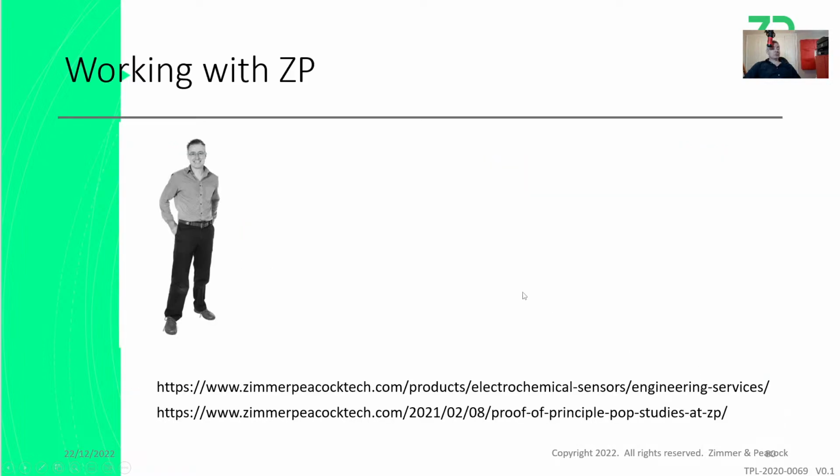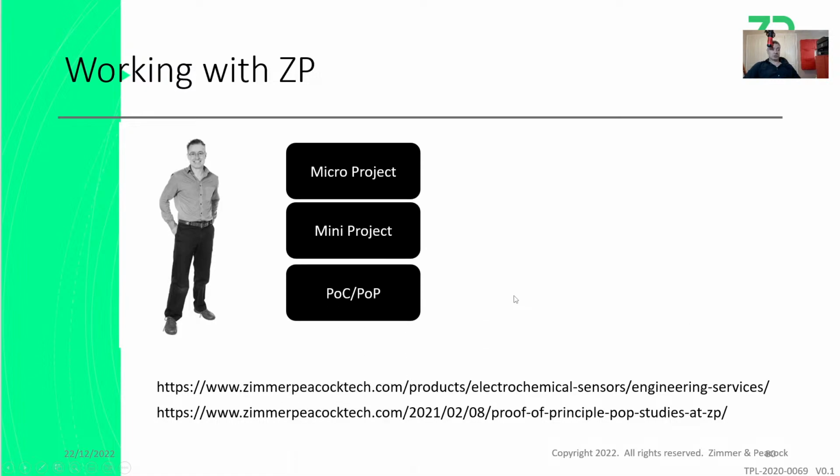The thing is, to work with ZP on some of these tougher challenges, it has to be a micro project, a mini project, or a proof of concept, just to get going. A micro project is really more about planning. A mini project allows a bit of planning and some engineering and proof of concept. We can generally get, I want to say, TRL3 level with a proof of concept study.